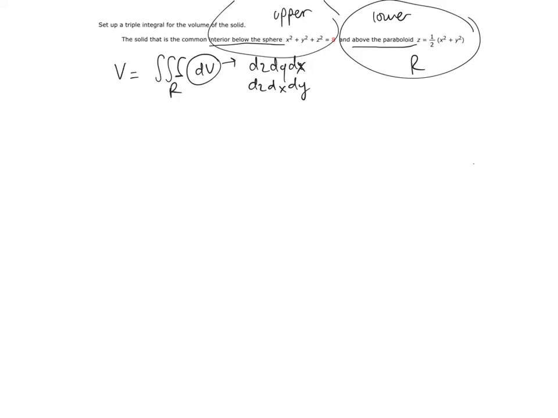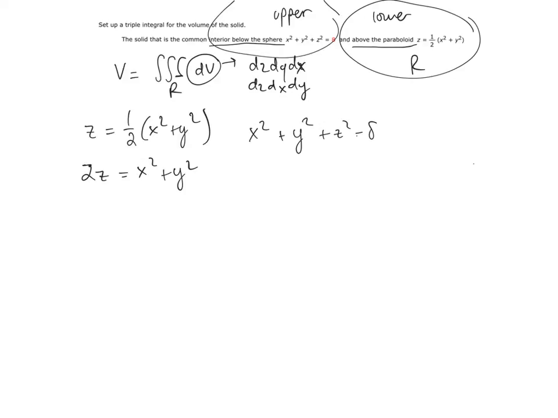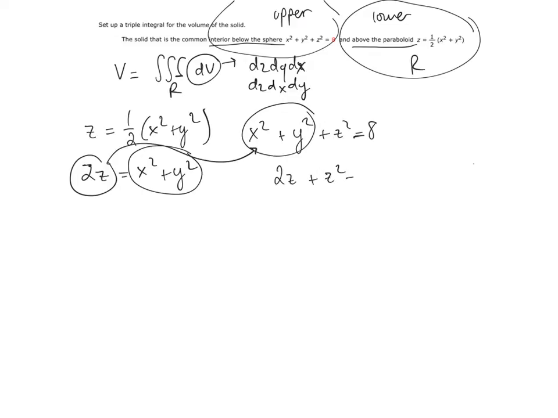Okay, now I'm going to try to substitute something from one equation into the other. I'm going to solve for 2z equal to x squared plus y squared. You know that x squared plus y squared is something we have in common with the sphere, right here and right here. So I'm going to plug in 2z into here. So 2z plus z squared equals 8. And now you can see that this equation is a quadratic equation.